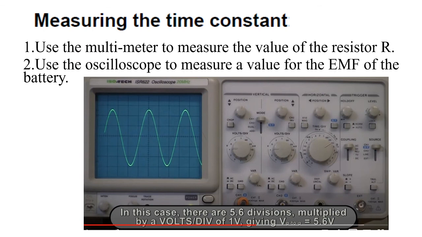To measure the time constant, we can use the multimeter to measure the value of the resistor, and using the oscilloscope we can measure the EMF of the battery, or the voltage of the battery. Here is one example picture of an oscilloscope, showing how it displays the voltage. You can get the divisions, from peak to peak, 1, 2, 3, 4, 5, 5.6, the halfway. Here it displays 1 volt per division. It is fixed like that here. Then you can get the voltage, right?